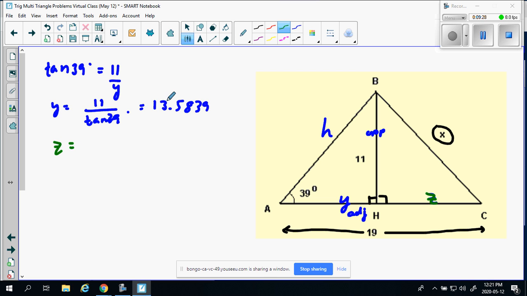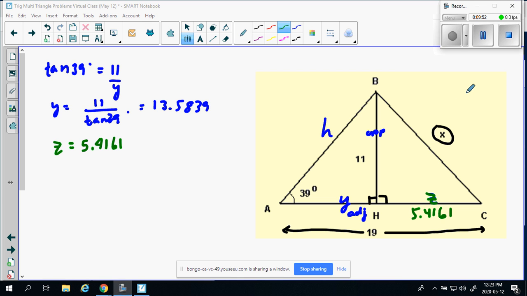So if I take 19 minus 13.5839, I'm going to get 5.4161. Now I can find X. Or can I? I don't have any angles. So how do I find X if I don't have any angles in this triangle?